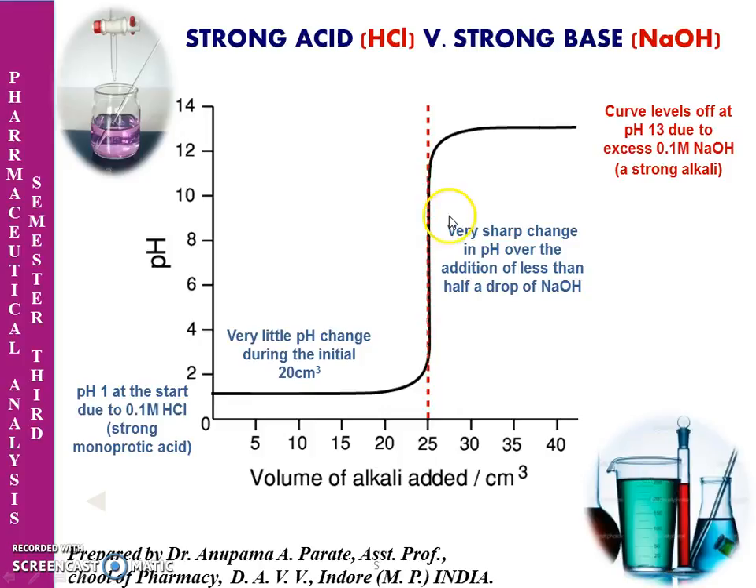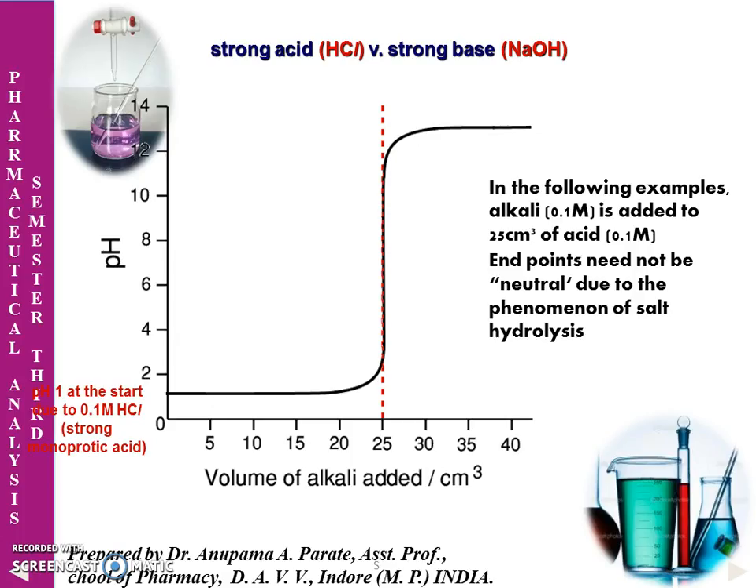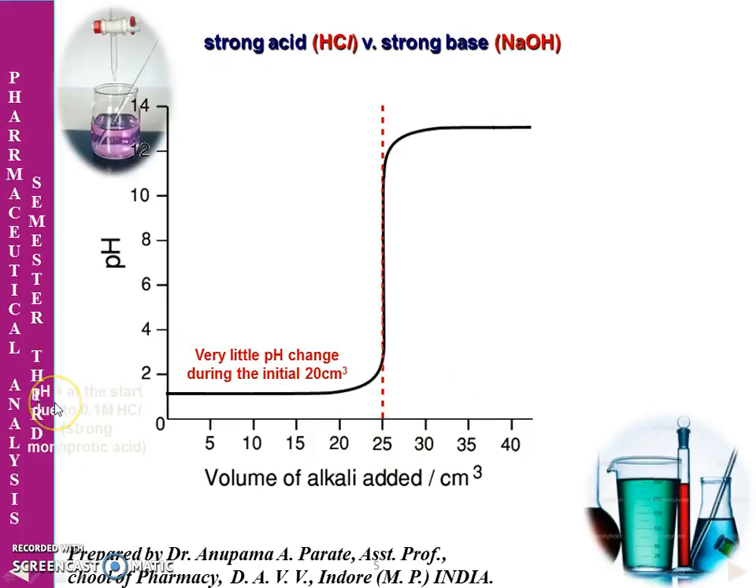So this is a very sharp range in pH over the addition of less than half a drop, and the curve levels off at pH 13 due to excess of 0.1 molar or 1 molar alkali. So in the following examples, 0.1 molar alkali is added to this. Endpoints need not be neutral due to the phenomenon of salt hydrolysis.